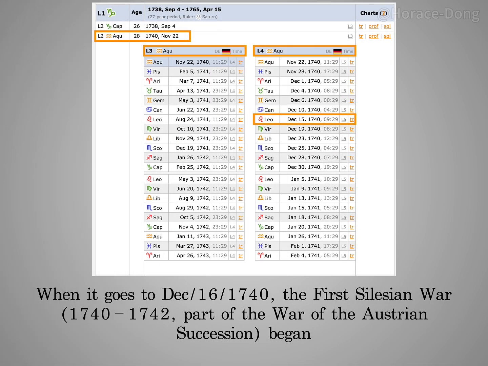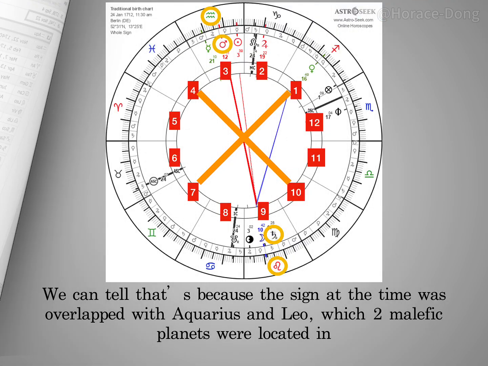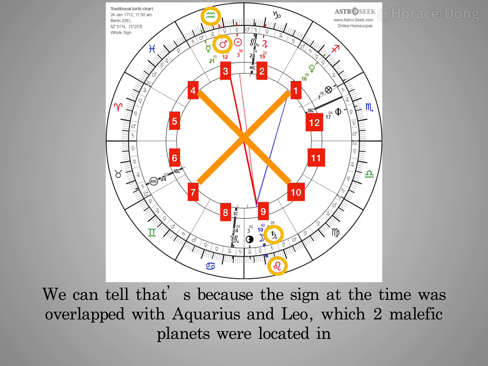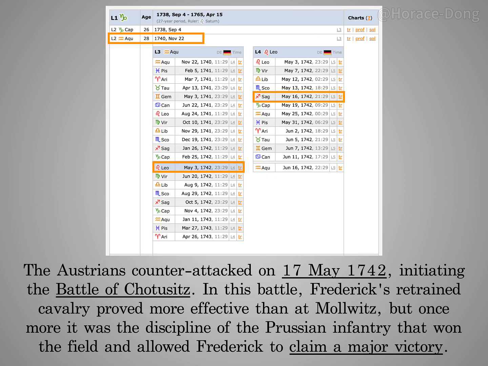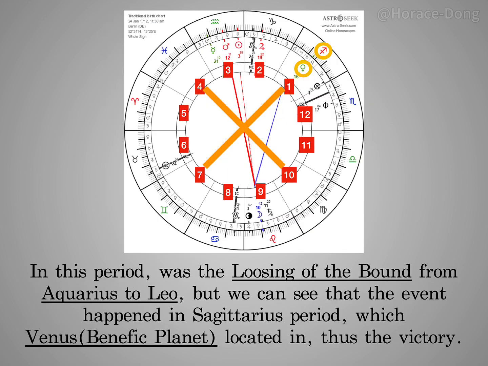And after that, the First Silesian War, 1740 to 1742, part of the War of the Austrian Succession, began. We can tell that's because the sign at the time overlapped with Aquarius and Leo, where 2 malefic planets were located. The Austrians counterattacked on 17th May 1742, initiating the Battle of Chotusitz. In this battle, Frederick's retained cavalry proved more effective than the Austrians', but once more it was the discipline of the Prussian infantry that won the field and allowed Frederick to claim a major victory. In this period there was a losing of the bound from Aquarius to Leo, but we can see that the event happened in a Sagittarius period, in which Venus, a benefic planet, is located, thus the victory.